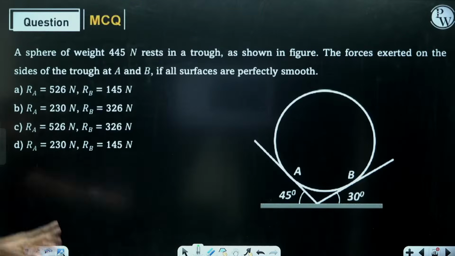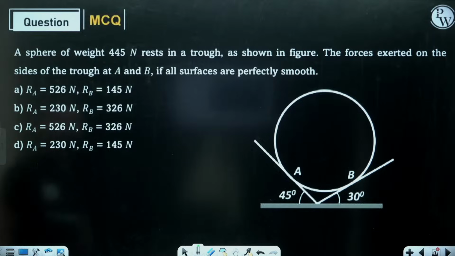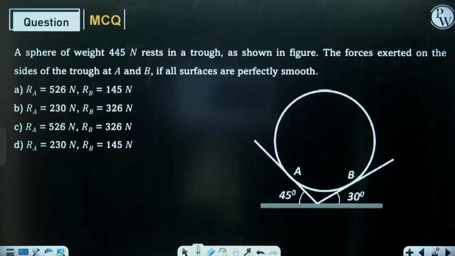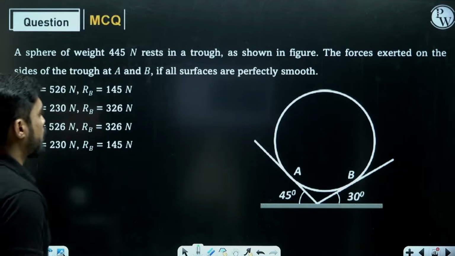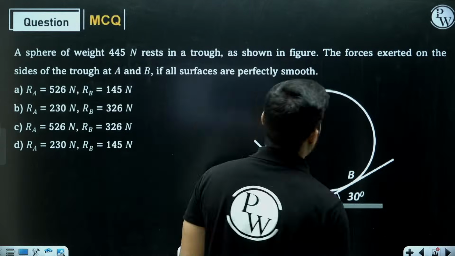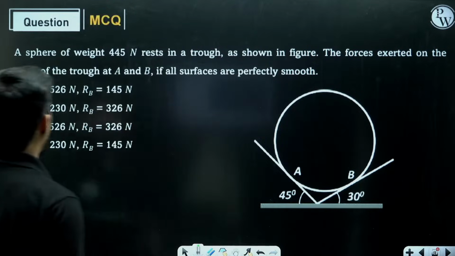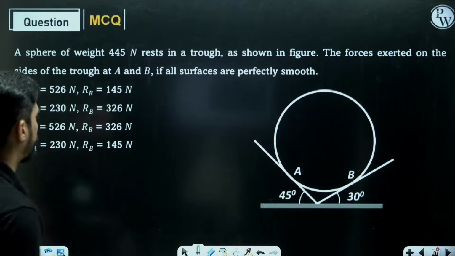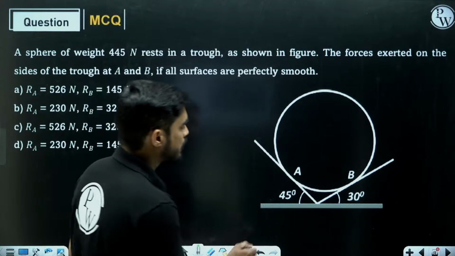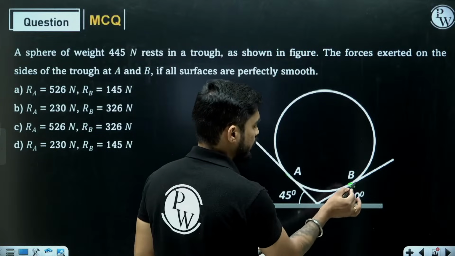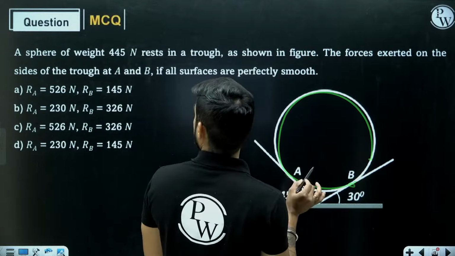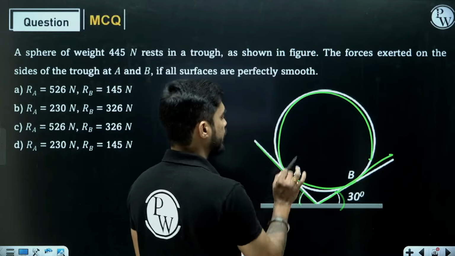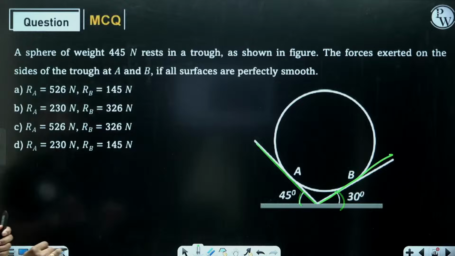And then I gave you this question to solve. This was the assignment question. Let's see the solution. A sphere of weight 445 Newton rests in a trough as shown in the figure. Find the forces exerted on the sides of the trough at A and B, if all four surfaces are perfectly smooth. So we need to find the reaction force at this point and this point. This sphere is resting on this surface at 45 degree and on this surface at 30 degree. The weight of the sphere is 445 Newton.